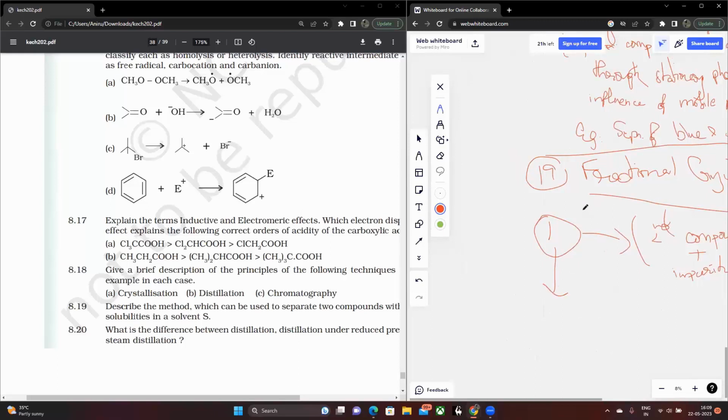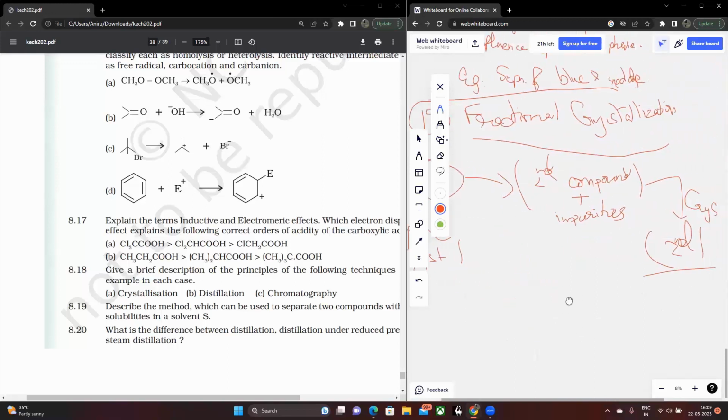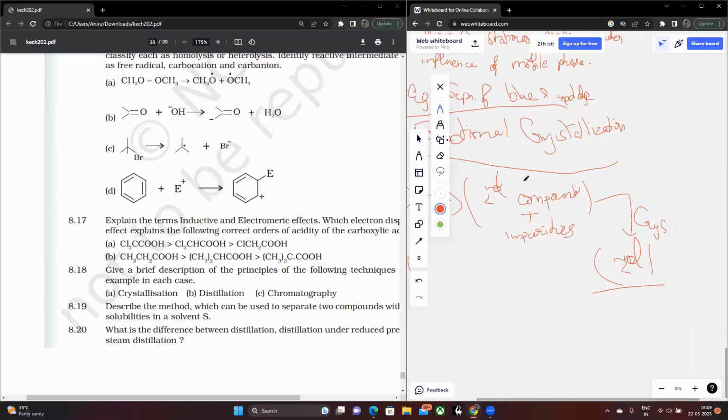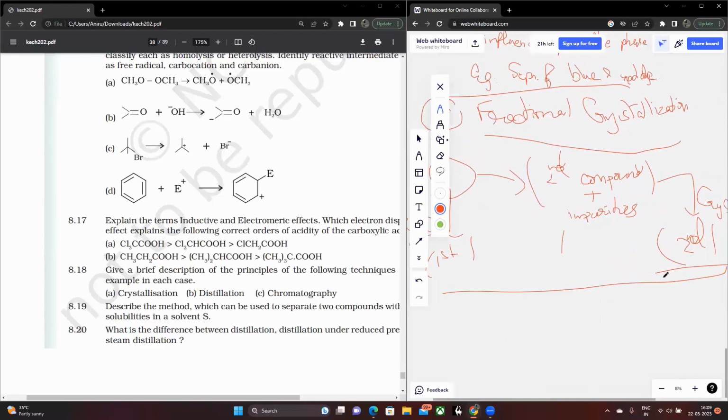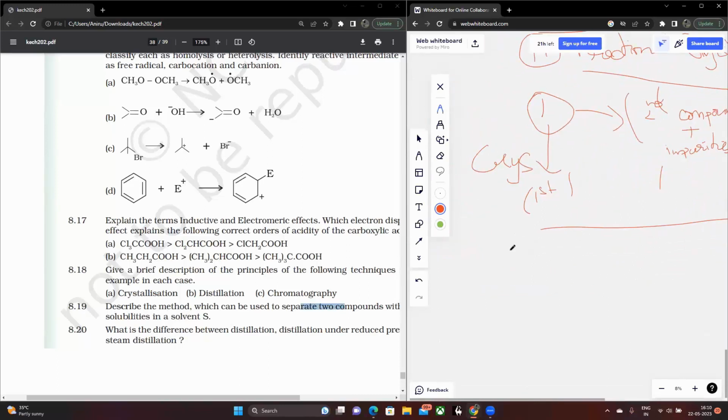After the first crystallization step, you obtain the first compound out, right? After the second crystallization, you obtain the second. After the third, you obtain the third component, and so on until all the different components have been obtained, right? That is how you use fractional crystallization to separate compounds with different solubilities in a solvent, right?